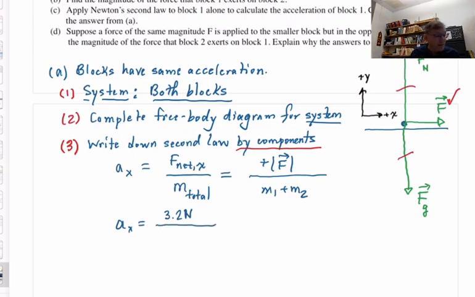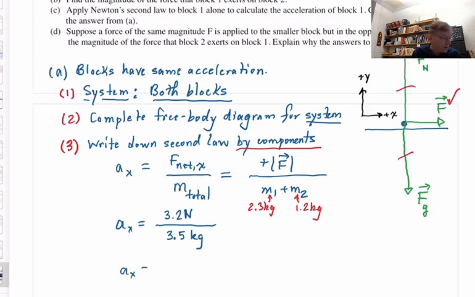I'll remind you what the masses were. M1 is 2.3 kilograms, and M2 is 1.2 kilograms. So the total mass of the system is 3.5 kilograms. Notice how I'm writing units. Just go to your calculator.